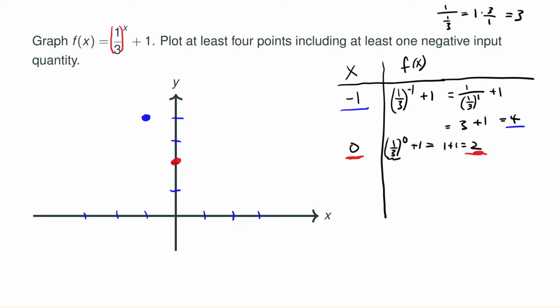Let's plug 1. And I have 1 over 3 to the 1 power plus 1, which is 1 over 3 plus 1. In order to add a fraction to a non-fraction, we need to have a common denominator. So 1 over 3 plus 3 over 3, because 1 is the same thing as 3 over 3. We'll get 4 over 3. So when x is 1, y is 4 over 3. Now 4 over 3 is 1 and 1/3, right? So we can go 1 and go a little more than 1. So somewhere around here.